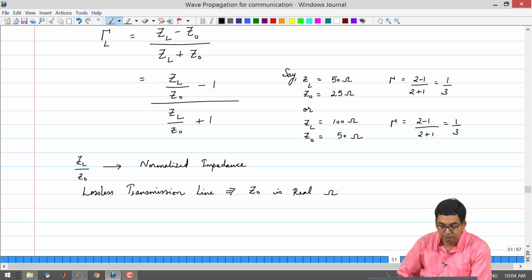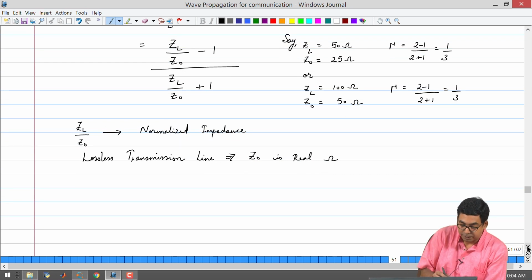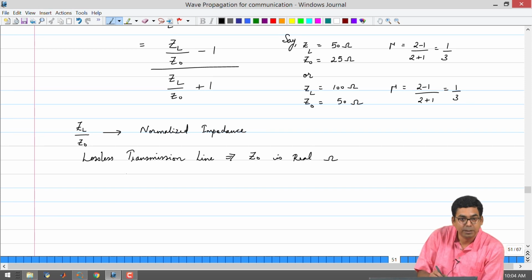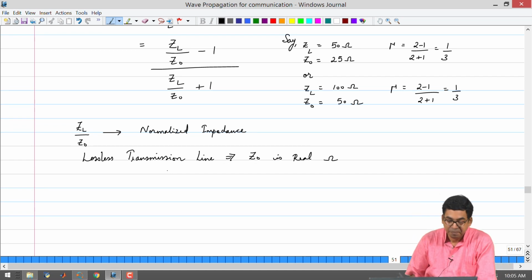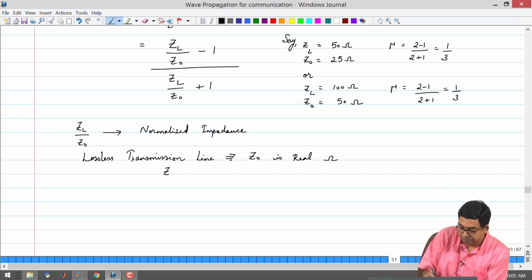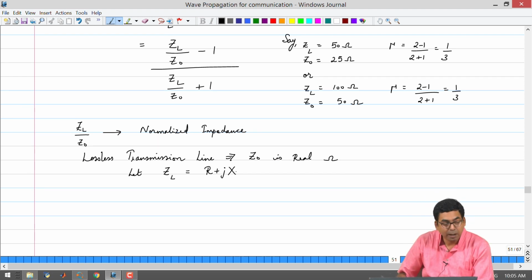Now, the way we are going to represent the normalized impedance is that suppose your ZL is not real, it has a real and an imaginary part. So, the ratio ZL to Z naught will have both real and imaginary parts. So, let us say that your ZL be equal to some R plus jX, where R is the resistive part of your impedance, X is going to be a reactive part of the impedance.